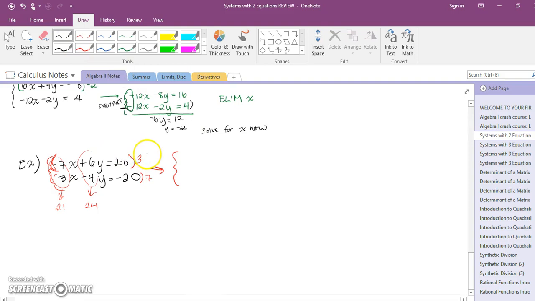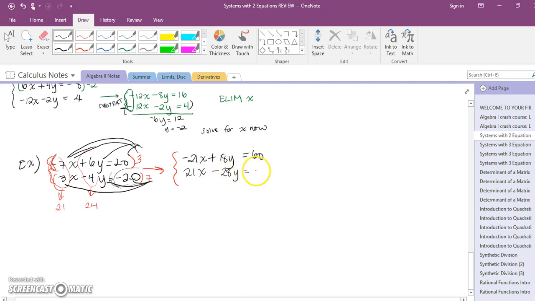So now I'm going to distribute this all the way across to all of these. So I have negative 21x plus 18y equals 60, and I'm going to distribute the 7. Make sure you distribute to this constant over here as well. Sometimes people forget about that one over there. So 7 times 3 is 21x, 7 times 4 is 28, 7 times 20 is 140, so negative 140.